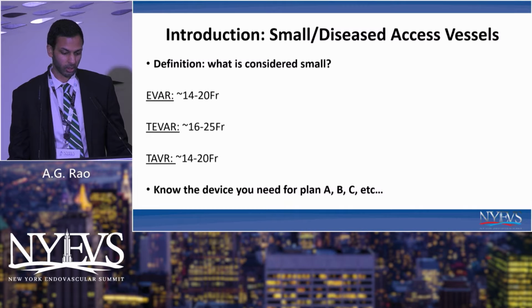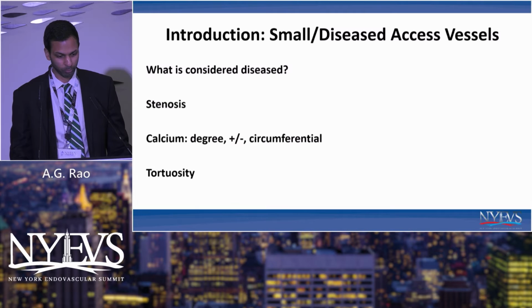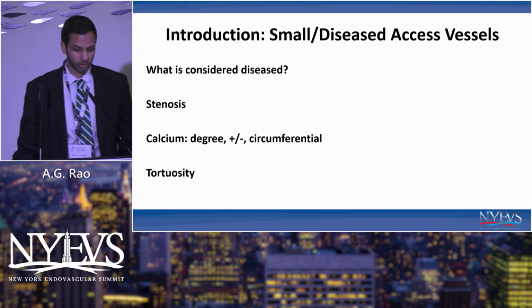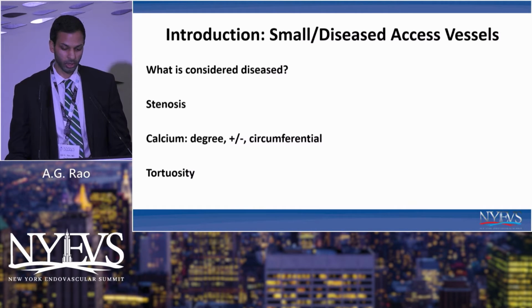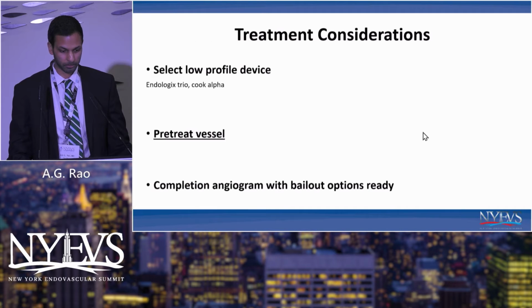So I think knowing the device that you need and planning for A, B, C, and knowing what those devices are and what the sheath sizes are is important before you begin. So what's considered disease, besides the diameter? The degree of stenosis, the degree of calcium, whether it's circumferential, because that may be less likely to expand and accommodate a larger sheath, and then tortuosity is also a factor.